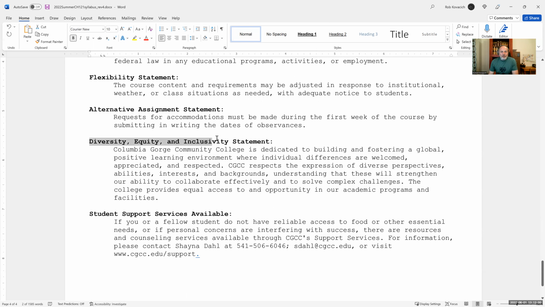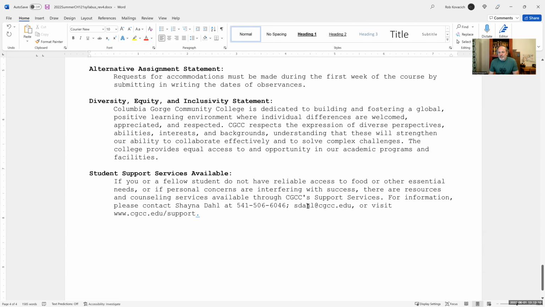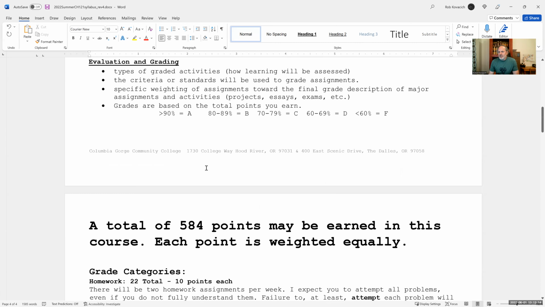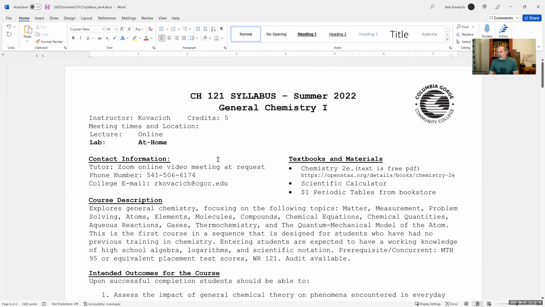The college is diverse, equity, and inclusive, and this is the statement associated with that. And student support. We have an email and a phone number for Shane Adal in student services. And as far as technical support, you're kind of lucky because I'm the person who runs Moodle for the college. So if you have a problem with Moodle, you can just ask me. All right, so there's the syllabus, and then we're going to move on to Moodle.